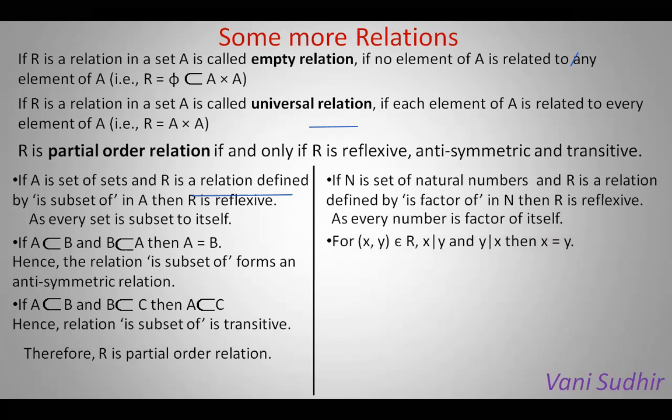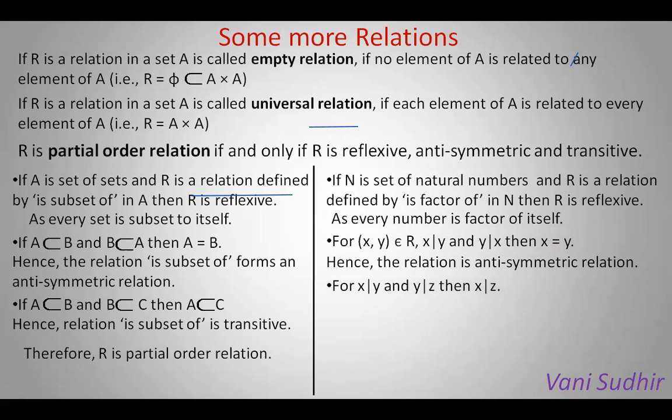And if you take x divides y, x is a factor of y and y is a factor of x, this is possible only when both are equal. Therefore, x divides y and y divides x means it is possible only when x and y are equal. Therefore, it is an anti-symmetric relation.